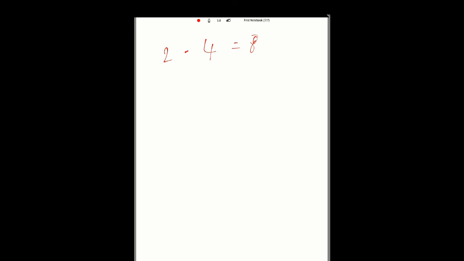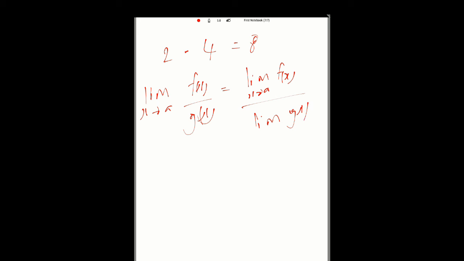Now, another property that we'd want to look at is the quotient property, where we're finding the limit of f of x over g of x as x approaches a. And that will be equal to the limit of f of x as x approaches a all over the limit of g of x as x approaches a.